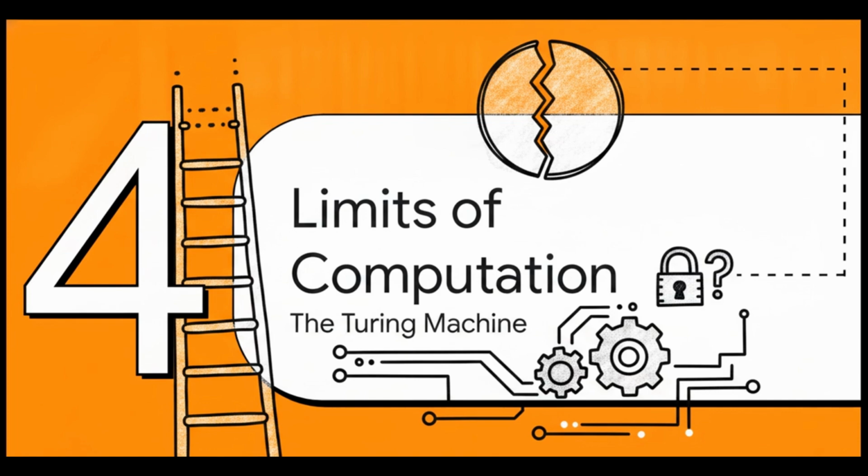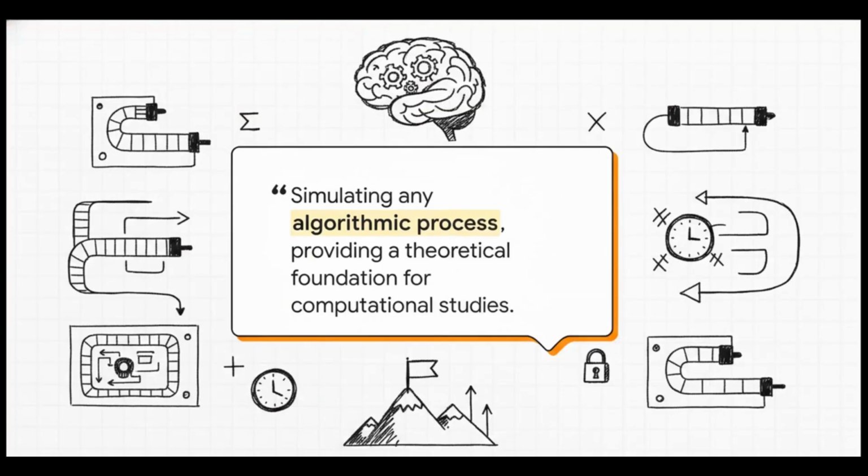Section 4, the limits of computation. We've finally arrived at the heavyweight champion, the Turing machine. As our source material highlights, this model is famous for simulating any algorithmic process, providing a theoretical foundation for computational studies. See, Turing machines don't just compile code, they help us understand the fundamental limits of computation itself.